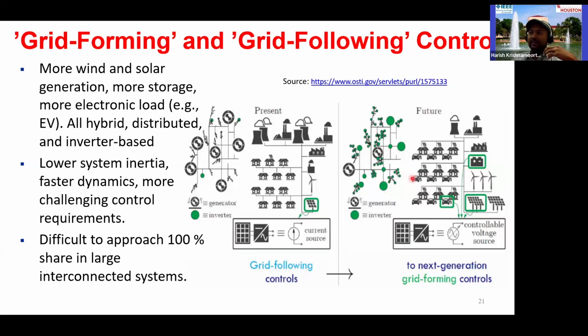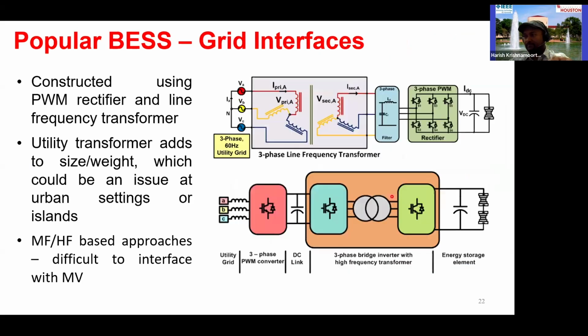Some of the challenges are that we need to move from a traditional grid following control, where the inverters had to just follow what the grid actually produces. Now there have to be some inverters which need to set the voltage at the microgrids or at the distribution level. So there will be some inverters that will have to work in what is called a voltage control mode and set the voltage, while some of the other inverters will follow, right? That's a big difference in the way that the future grid is going to work.